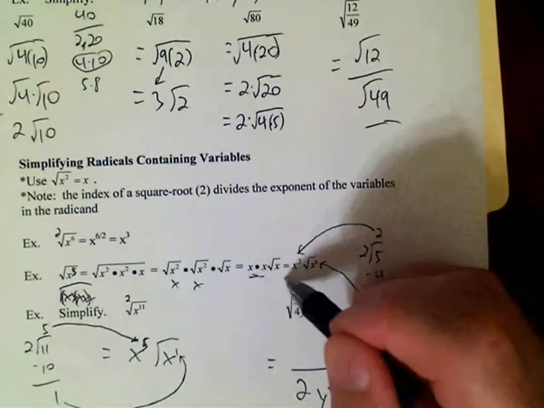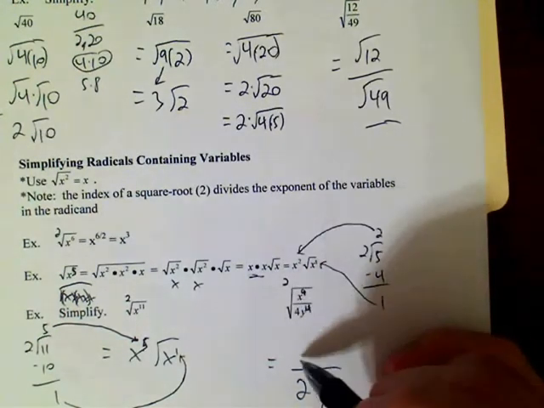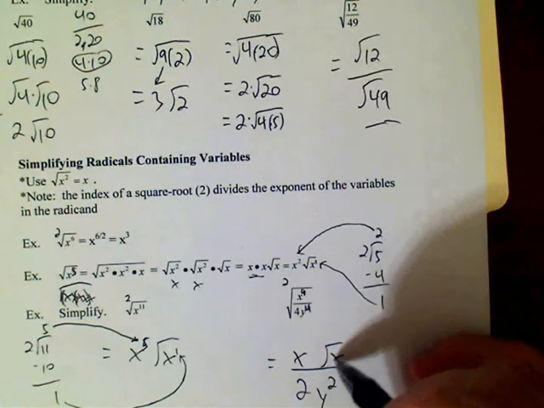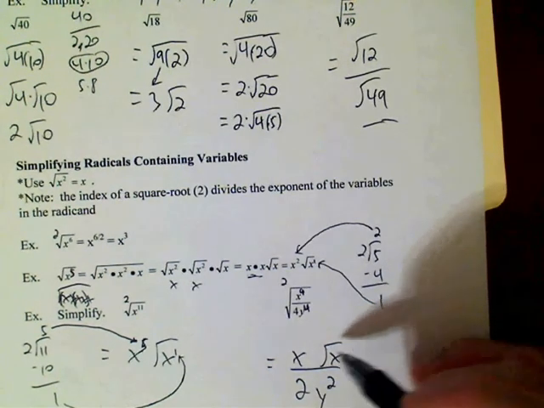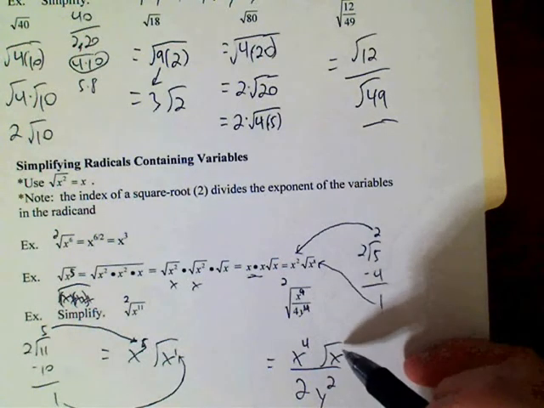Now watch this. 2 won't go into 9 evenly, so that means that I have an x on the outside and an x on the inside. If it went evenly, I wouldn't have to worry about this, but it doesn't. 2 goes into 9 4 times, the remainder of 1. And we're done.